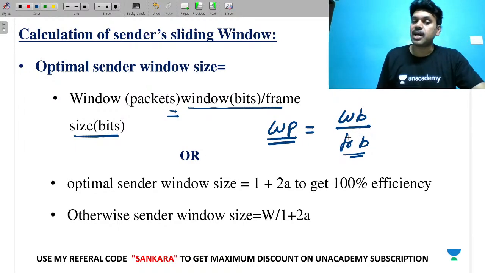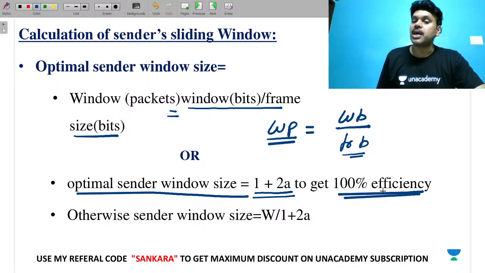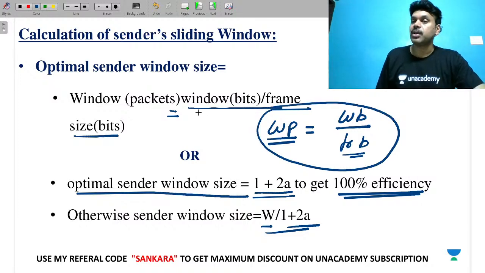Otherwise, I can say that your answer is 1 plus 2a. You can also do it directly using 1 plus 2a. 1 plus 2a is your sender optimal window size to get 100% efficiency. If your efficiency is not 100%, then I can calculate using w by 1 plus 2a. So you can calculate like this, or you can also calculate using this equation: window of packets is window of bits divided by your frame size.